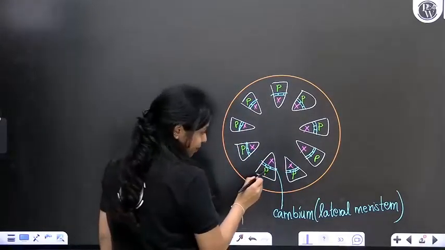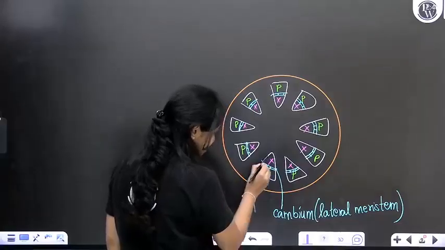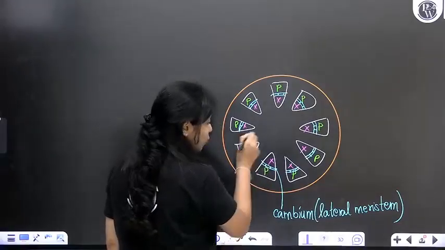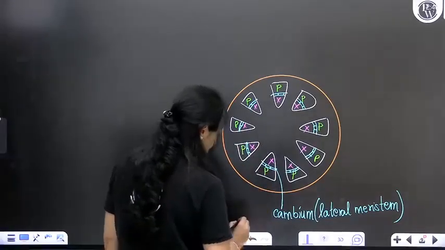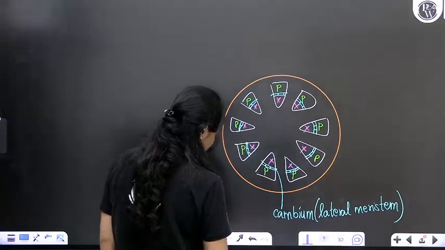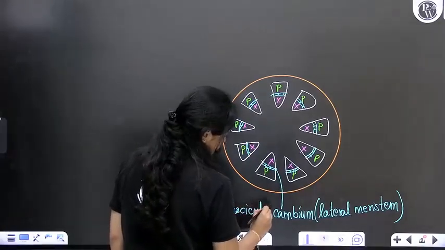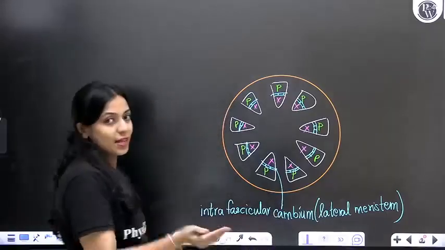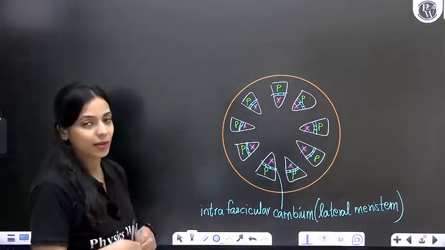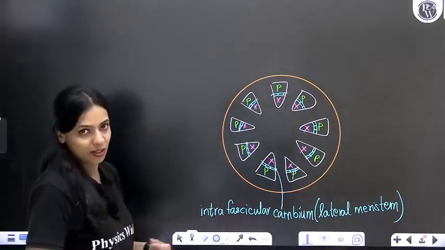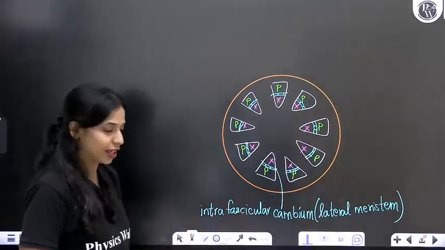Now this cambial tissue is present within the vascular bundle basically. So we call it intrafascicular cambium. Intra means within. It's present within the vascular bundle. So it's called intrafascicular cambium.